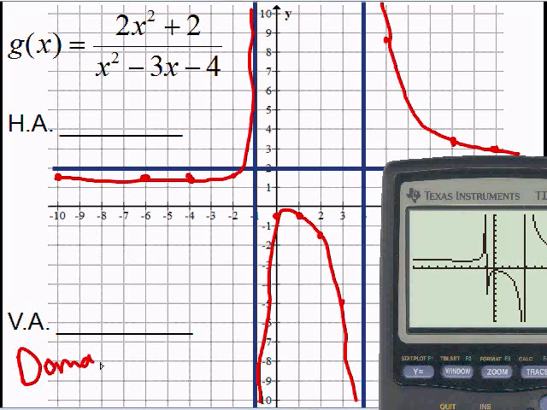Really all you're going to be required to do is to find the domain. And the way we're going to do this is I'm going to tell you that the domain is all real numbers except, so I'm going to allow you to write x cannot equal our two vertical asymptotes. X cannot equal -1 and x cannot equal +4.